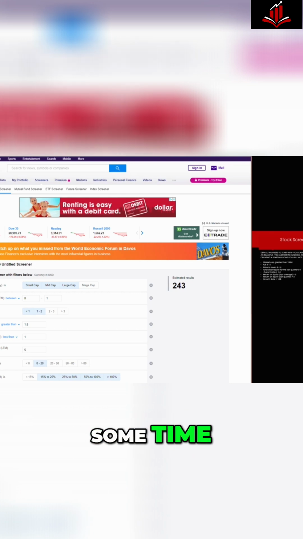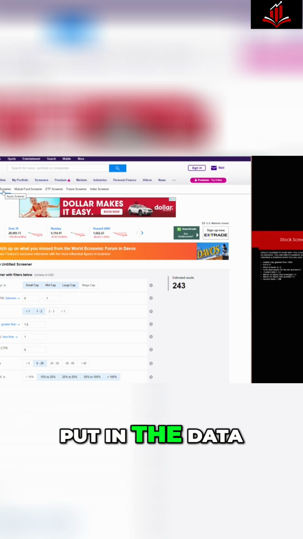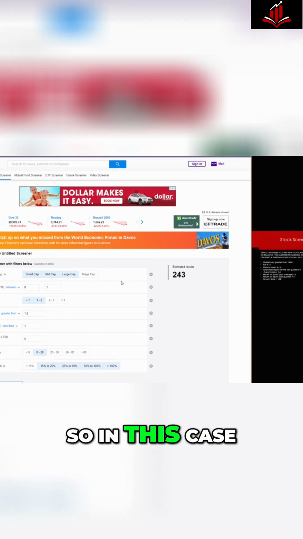which I already did to kind of save some time. But you would find them, you would enter them, and then you would put in the data. So in this case, let's say if none of this was available, we're going to come in here and we're going to say add another filter. These two, I believe, are premium. You probably have to pay for it. Don't know if you really need it at this point.